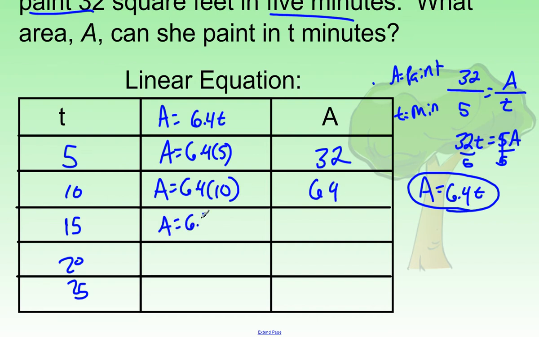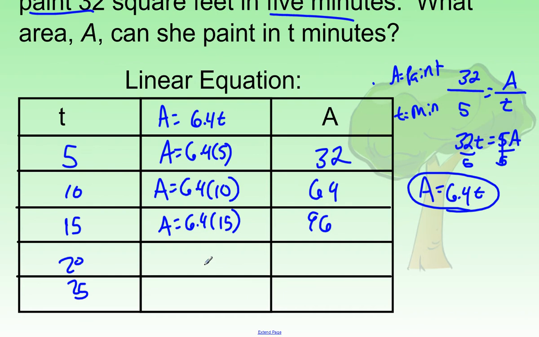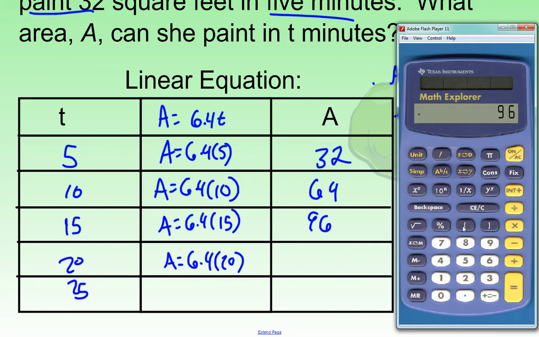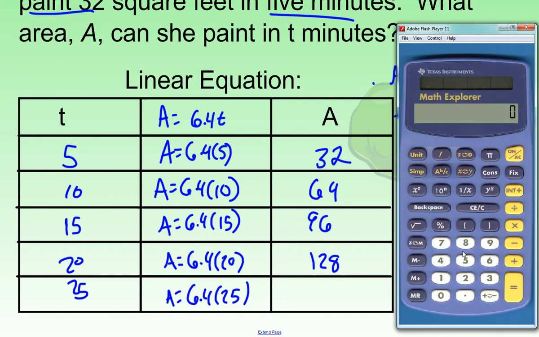Area equals 6.4 times 15. I could do it in my head, but I don't want to. 6.4 times 15, 96. Area equals 6.4 times 20. It could probably be like 128. And area equals 6.4 times 25. 6.4 times 25 equals 160.